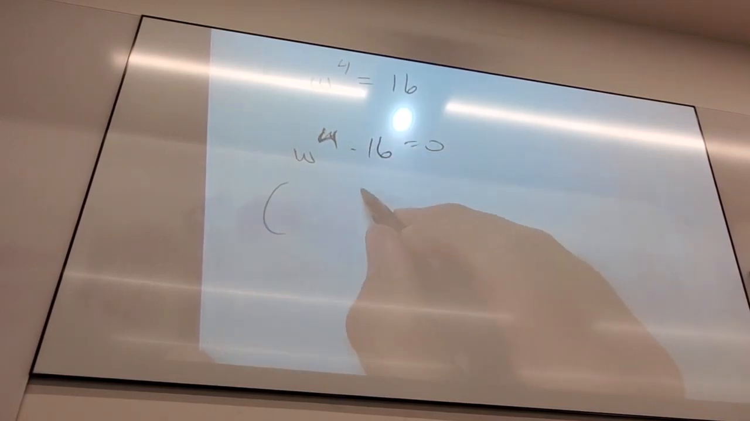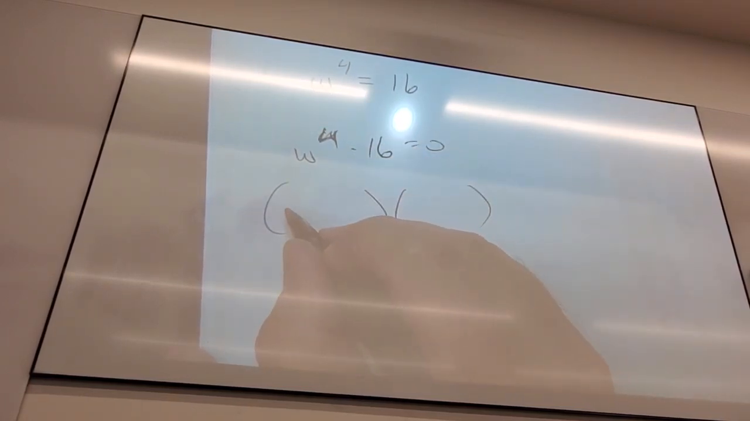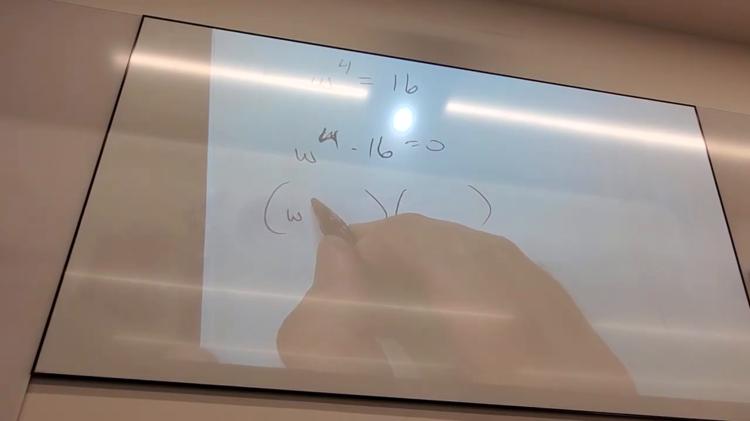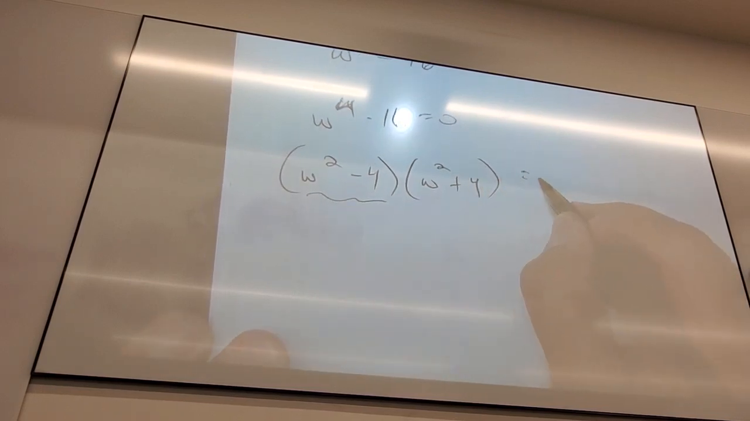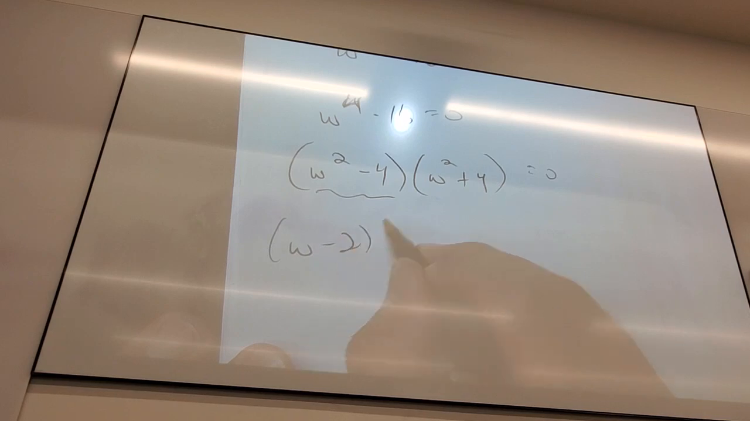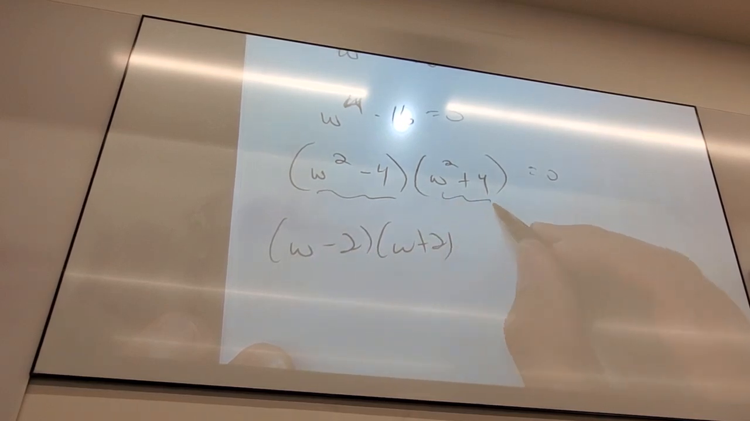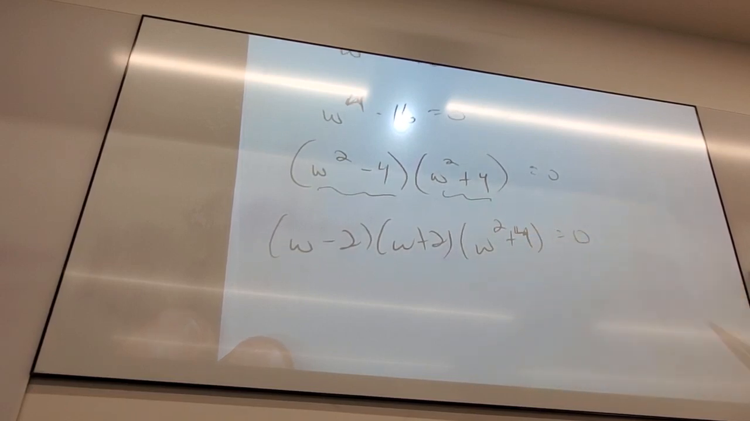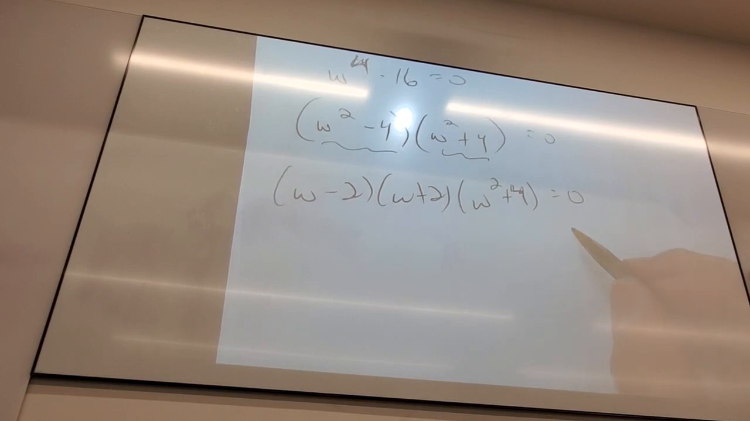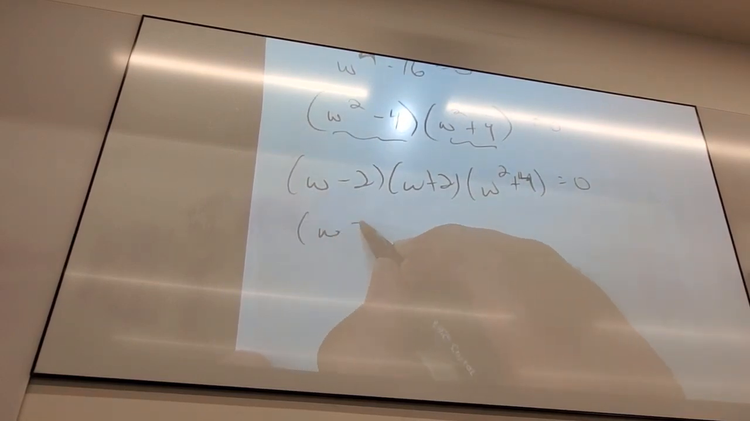How do I factor this? x squared minus 4, x squared plus 4. How do I factor this? x minus 2, x plus 2. How do I factor this? Now that becomes... No, that's a trick question. You can't factor that. Yeah, you could. Careful. You really can factor this.